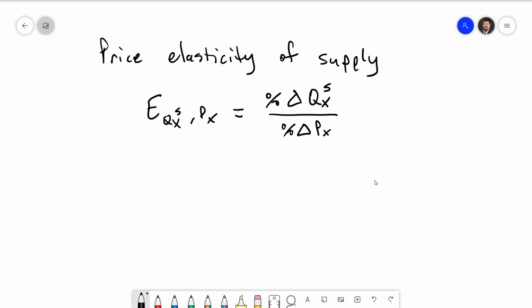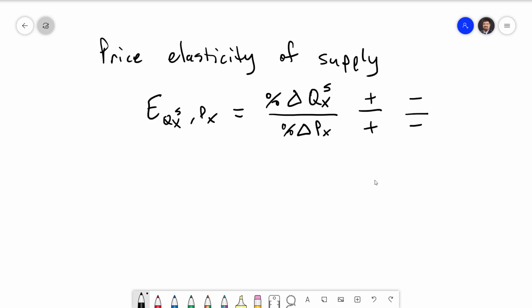We know from the law of supply that when the price goes up, the quantity supplied goes up, and when the price goes down, the quantity supplied also goes down. So when the price change is positive, the quantity change is also positive. When the price change is negative, the quantity change is also negative, which means the price elasticity of supply is always positive. Much like the own price elasticity of demand is always negative.